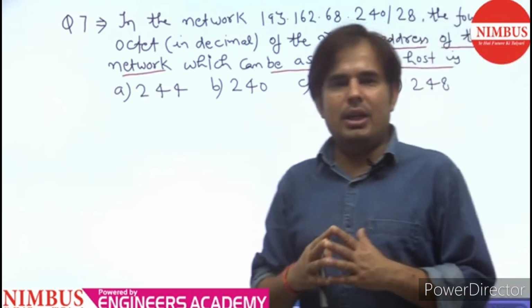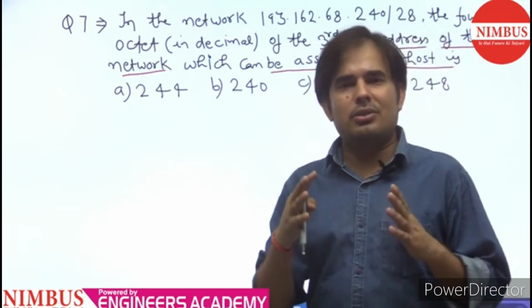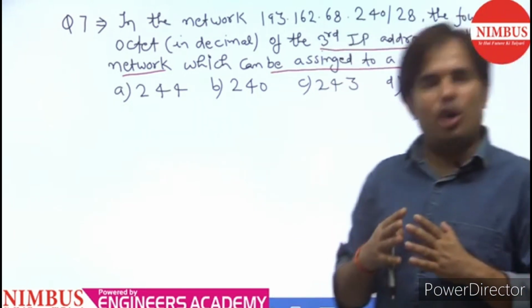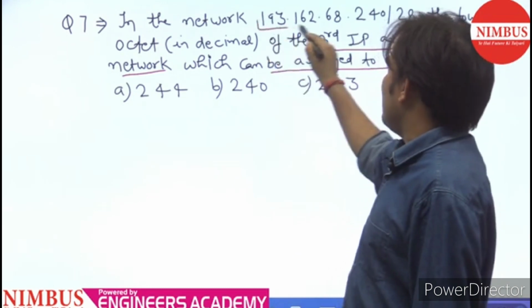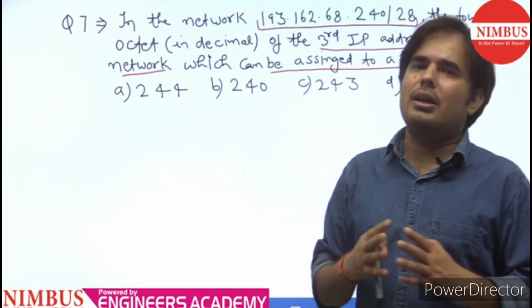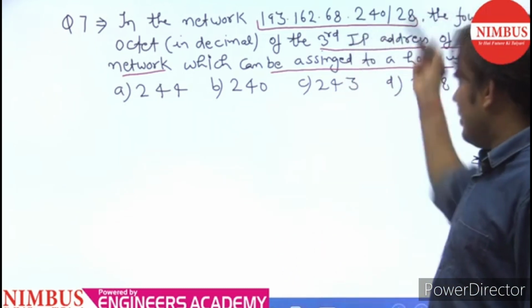in the network. It is asking you the last octet value when you are going to assign the third IP address to any host. Very simple. This notation is a CIDR notation, meaning classless inter-domain routing notation, okay.